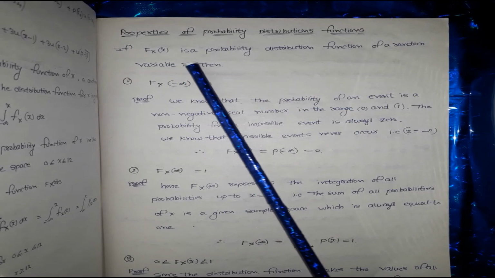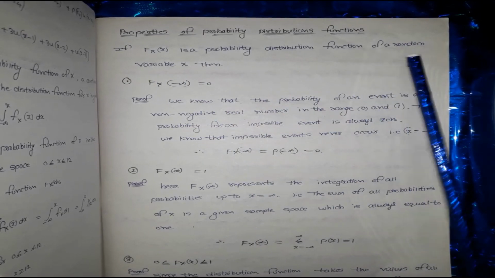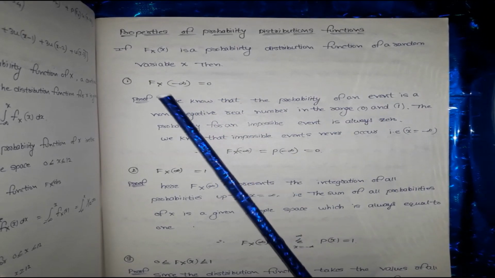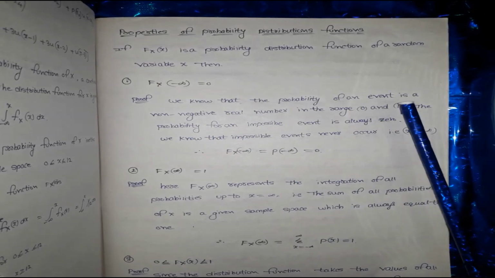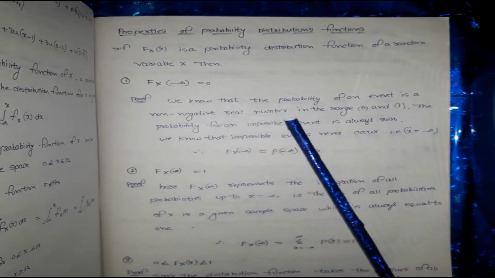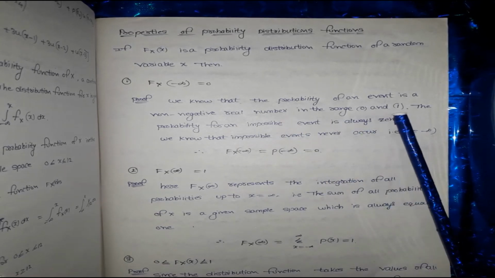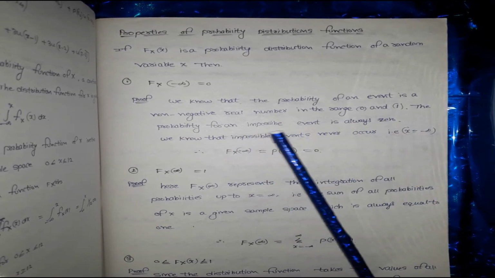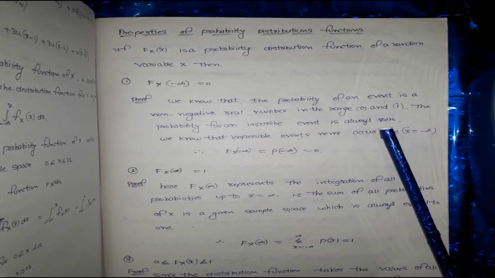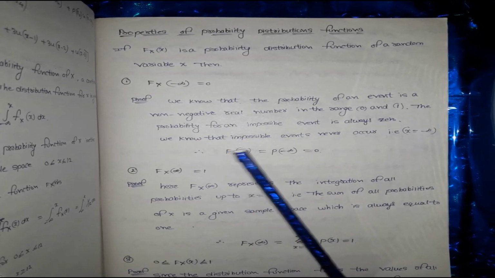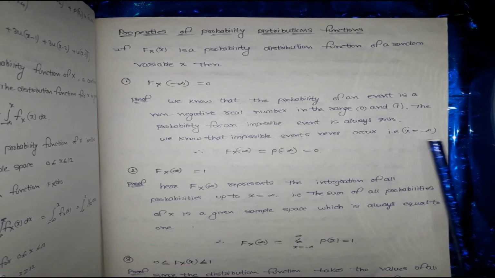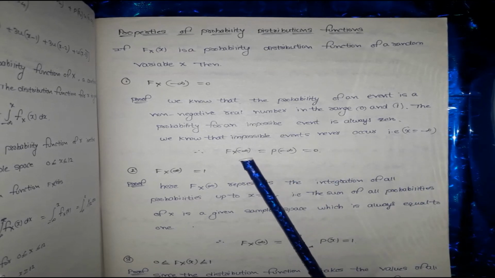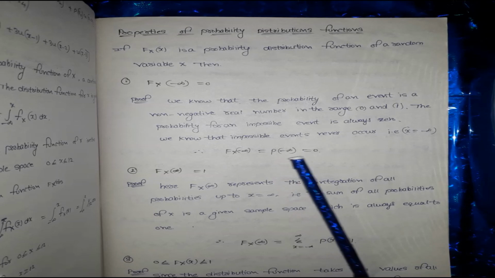If Fx(x) is the probability distribution function of a random variable x, then Fx(minus infinity) is equal to 0. We know that the probability of an event is a non-negative real number in the range 0 to 1. The probability of an impossible event is always 0. That is, x is equal to minus infinity. Here Fx(minus infinity) is equal to P(minus infinity), which is 0.